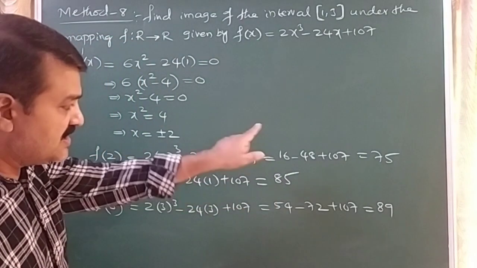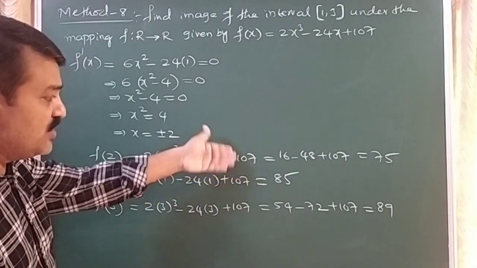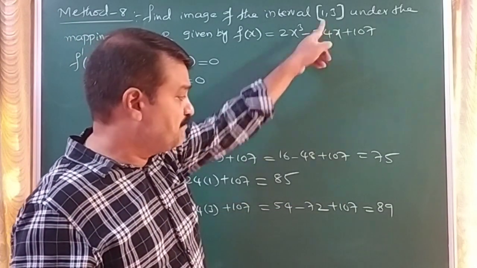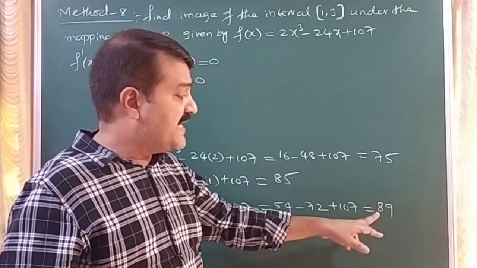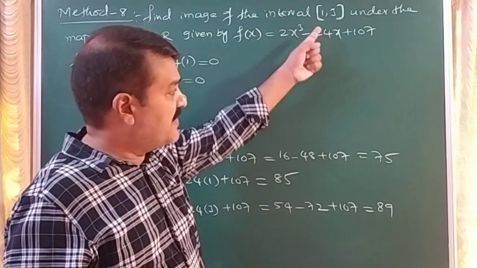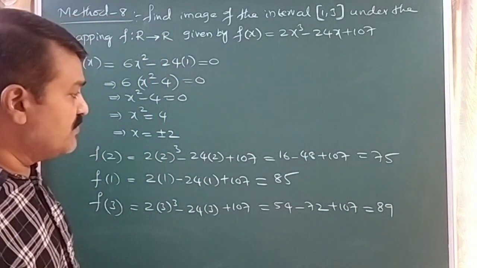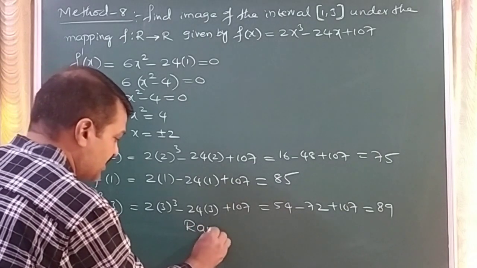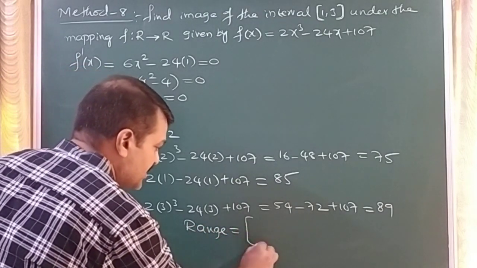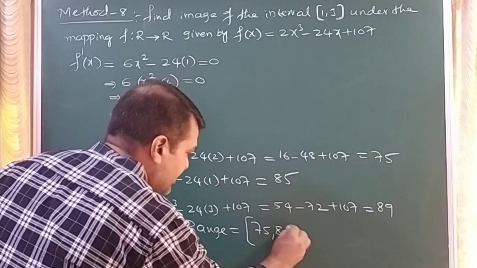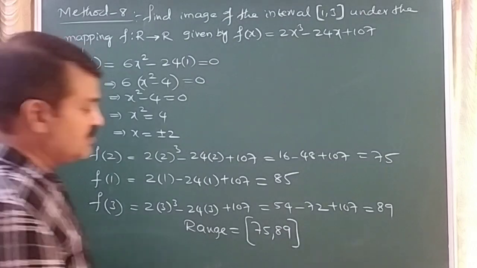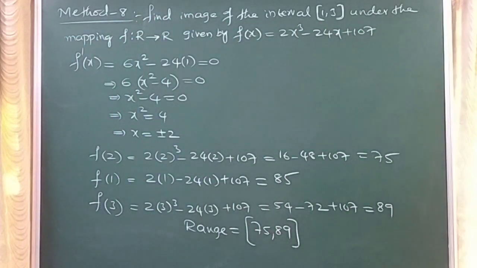Now see, what is the least value in these three? 75. That becomes the minimum value of the function in this interval. What is higher among these three? 89. This becomes the maximum value of the function in this particular interval. So minimum is 75, maximum is 89. So what is the range of the function now? Range of the function is closed bracket 75 to 89. This is the range of the function. So this is the method we adopt whenever you are given a finite interval.